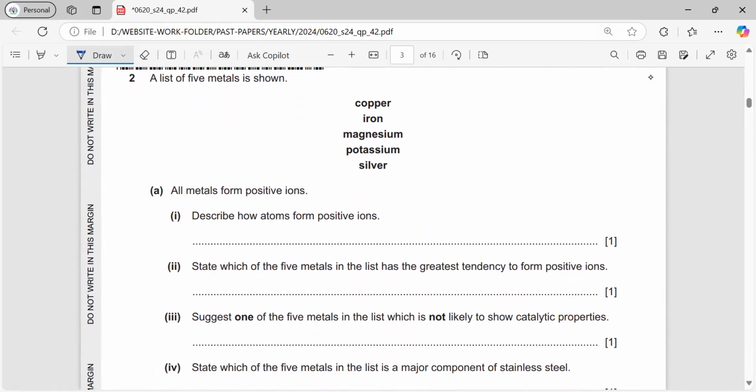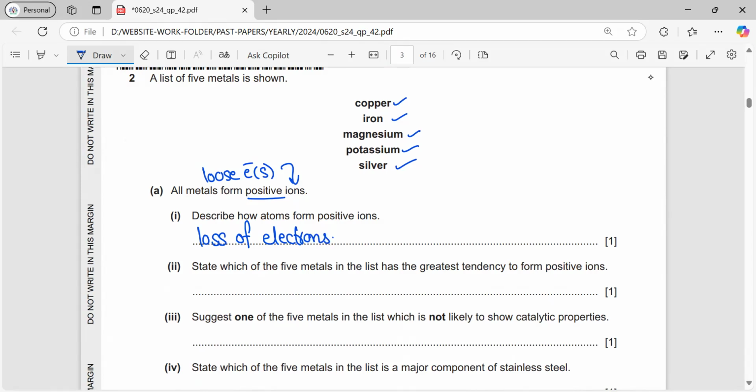Next question, a list of 5 elements is shown. We have copper, iron, magnesium, potassium, silver. All metals form positive ions, right? It's correct because all metals lose electrons. And when they lose the electrons, they get a positive charge. Describe how atoms form positive ions by losing electrons.